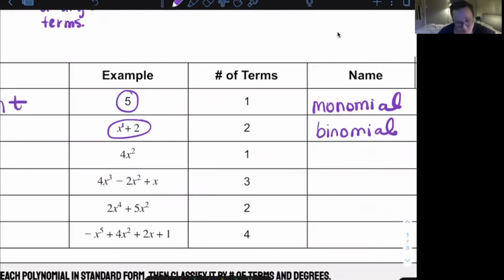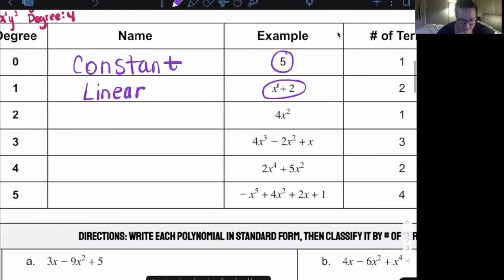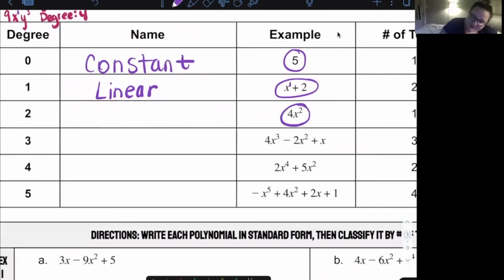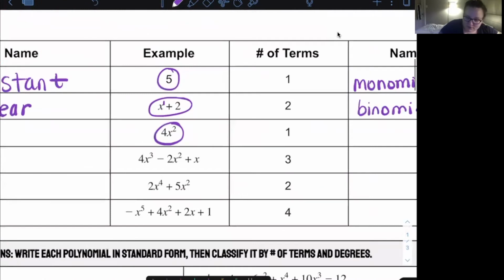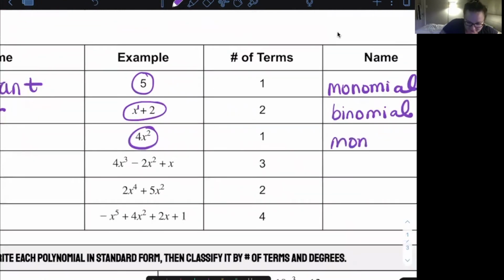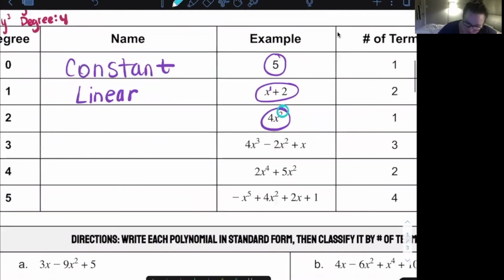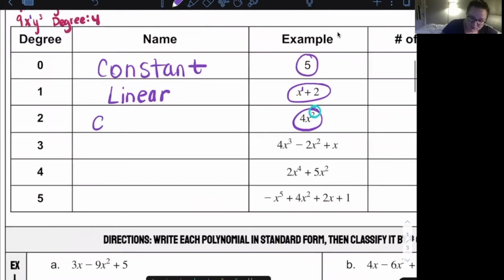See these word roots? All right, 4x squared. Well, 4x squared only has 1 term, so it's still a monomial, but it has degree 2. So because it has degree 2, we call it a quadratic.